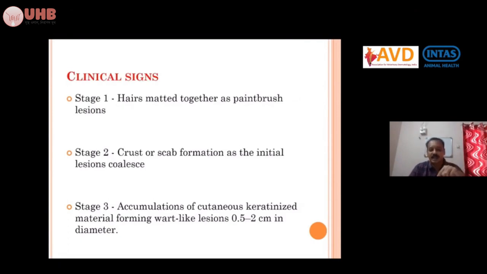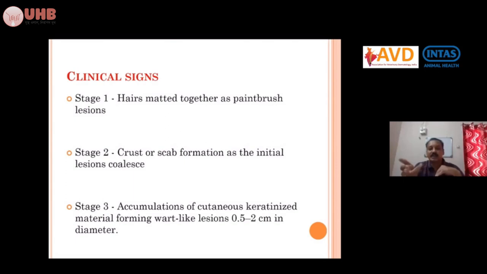And the typical sign is that the hairs are matted together. That is the paintbrush lesion. We used to call it a paintbrush lesion. The hairs are matted together and they appear as paintbrush lesions. They are in the first stage. And in the second stage, the crust will be formed. The crust and the scab will be formed, and that is the second stage.